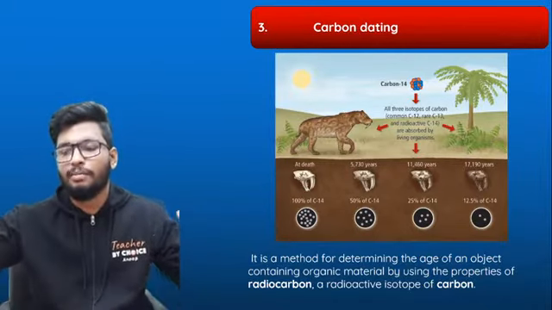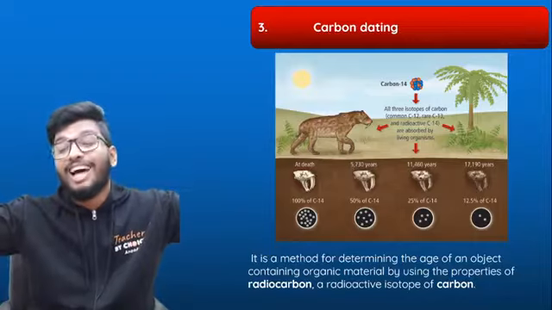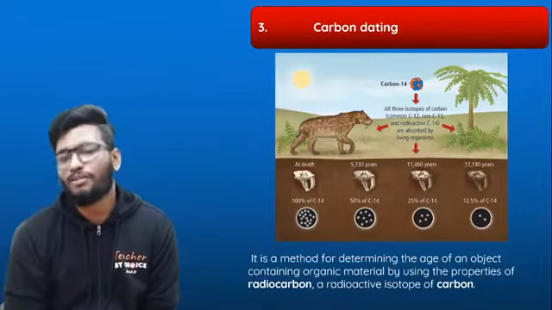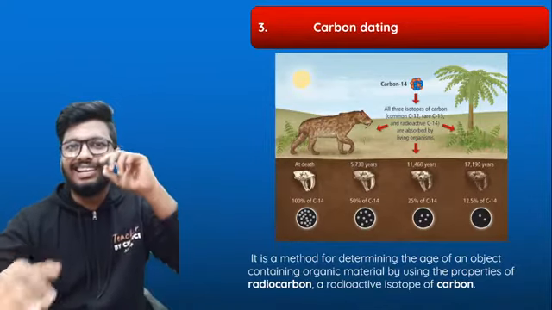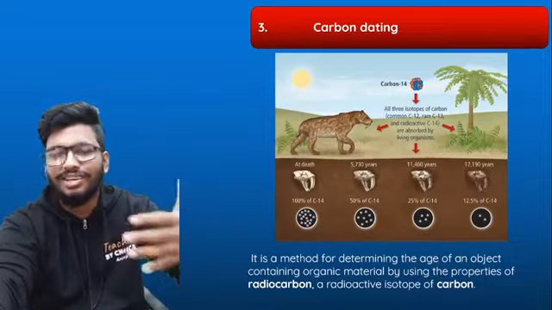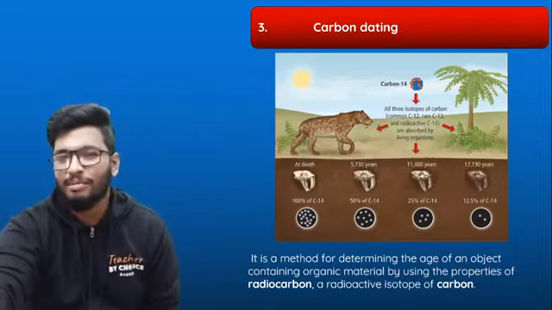So if the death happened 17,000 years ago, then the amount of carbon 14 remaining is 12.5%. So this is how they are able to date how long ago this animal was alive, and when it died, and all of that. They're able to find out using carbon dating.